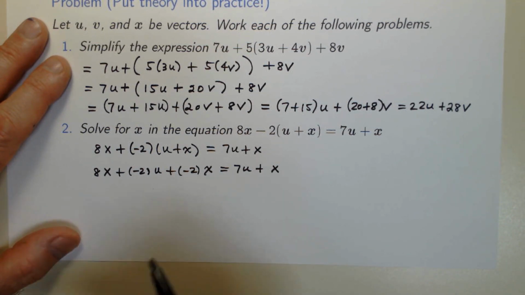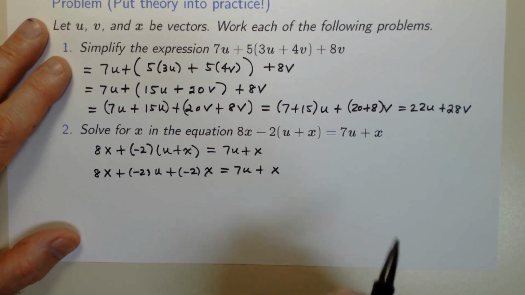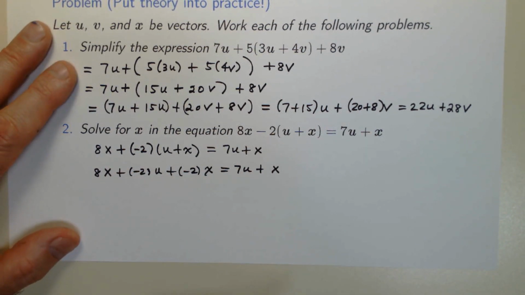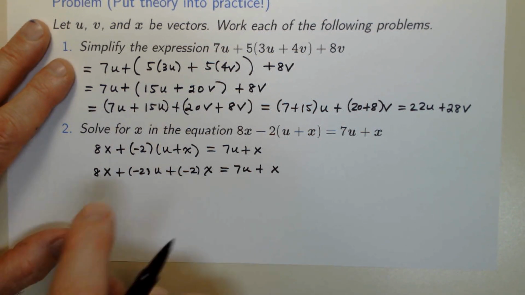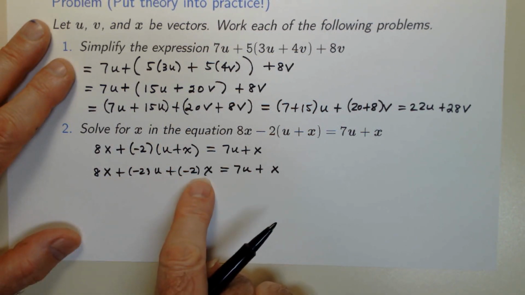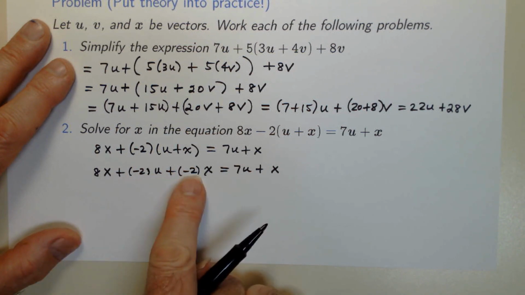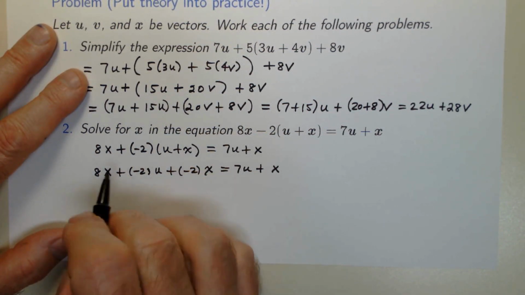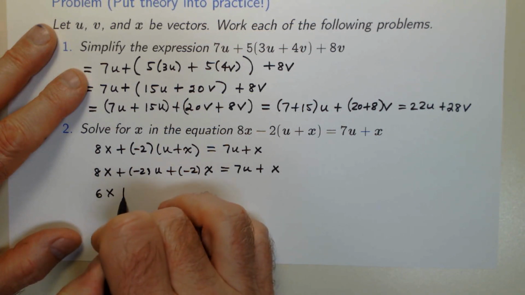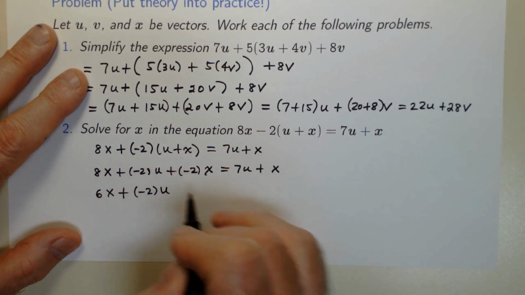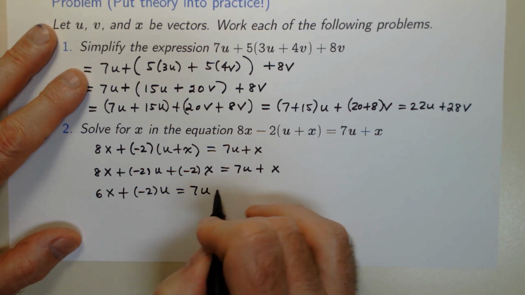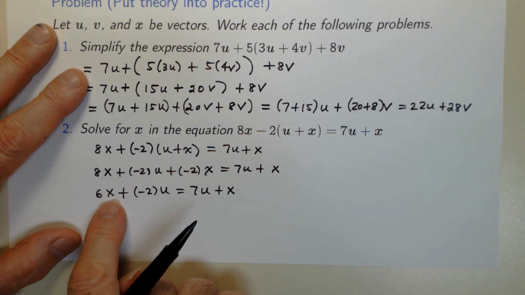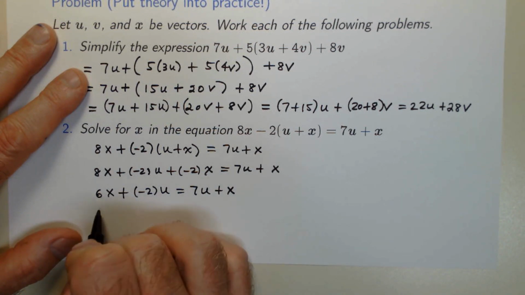It's the same thing according to property D. But let me add -1 times x to this side and -1 times x to this side. Okay? Now before I do that, I just noticed something. I've got the 8x and the -2x. So let me first simplify this by bringing these two together as 8 minus 2 times x, or 6x. Okay, now let me add -1 times x to this side and -1 times x to this side.